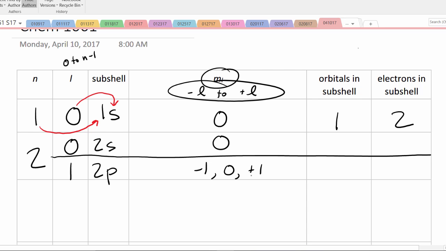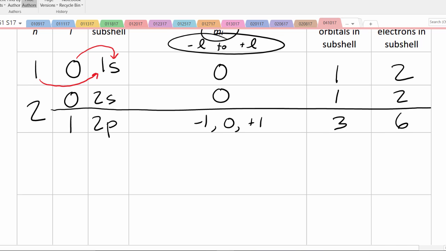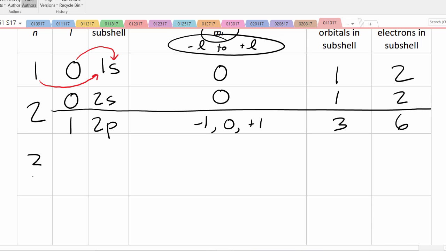So now if we define the number of orbitals in the subshell, how many possible orbitals can we have here? 1. And over here we'd have 3. We have 3 possible orbitals because we have 3 different values for m sub L. Number of electrons in the subshell: first one here would be 2. The next one would be 6. And 6 because, remember, each orbital holds up to 2 electrons. Any questions yet? We're not going to go in order, so don't fill out this whole thing.